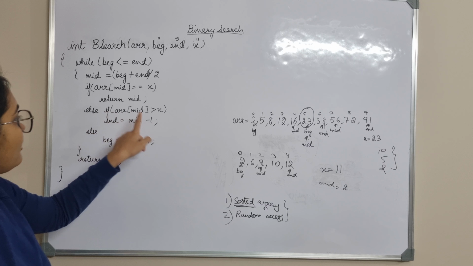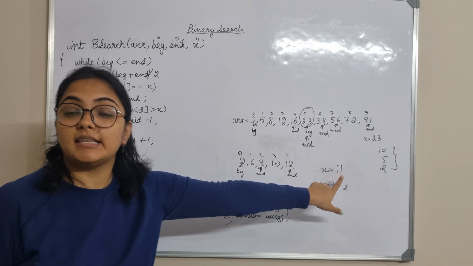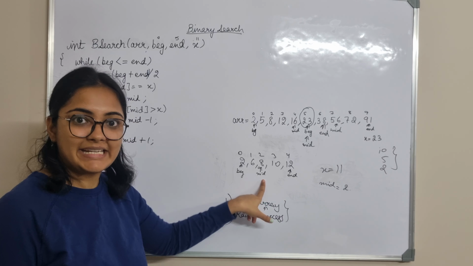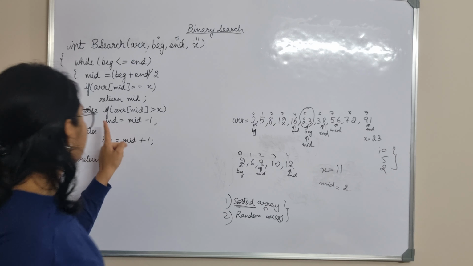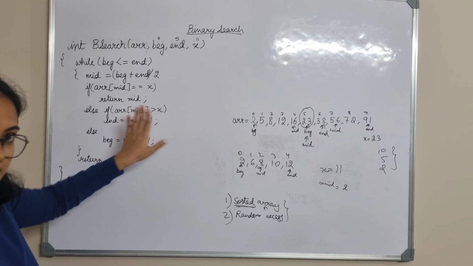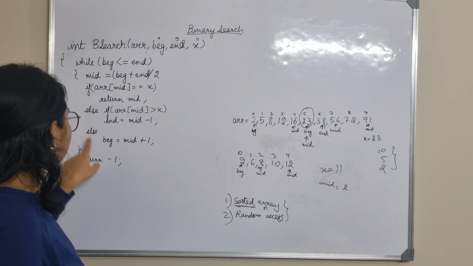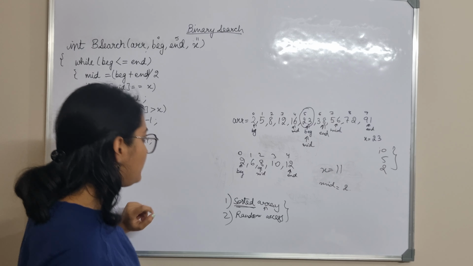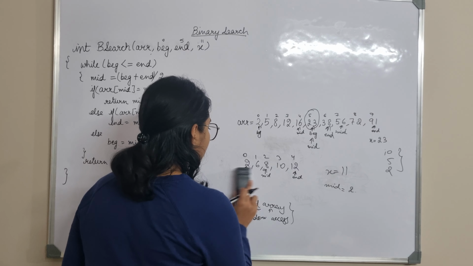Then else if array of mid is greater than x, is 8 greater than 11? Array of mid is 8. 8 is greater than 11? No, it's not. Then this condition doesn't work. Then else beginning is equal to mid plus 1. Now beginning is mid plus 1.